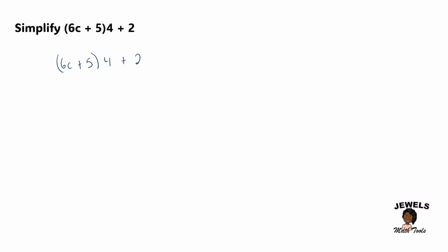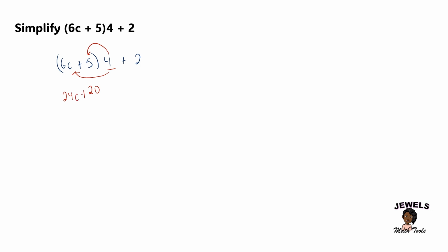So the only thing that is different in this expression is that our 4, which is usually at the front of the parentheses, is behind it. But regardless of whether the term outside of your parentheses is at the front or the back, you are still applying the same steps. So we are going to begin by multiplying our 4 times 5, which will equal 20. And then we will multiply 4 times 6c, which will equal 24c.